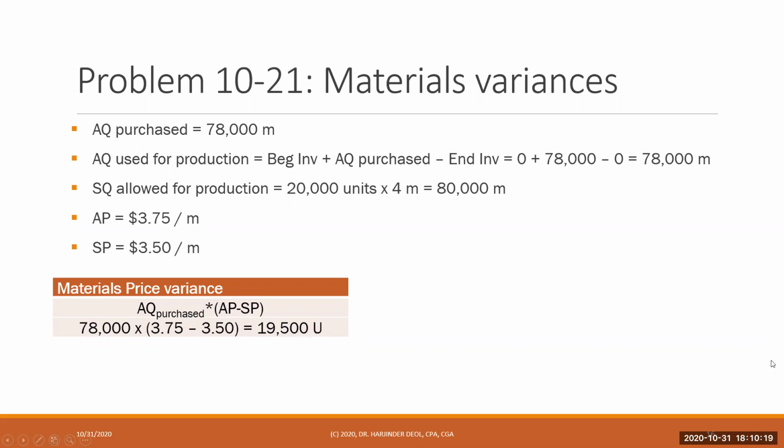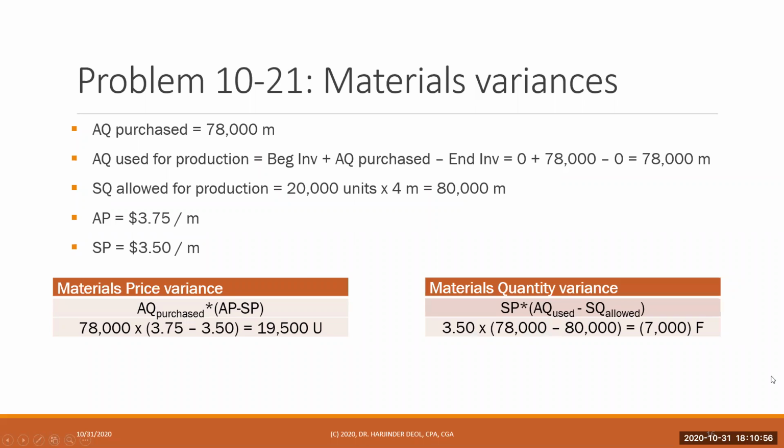Likewise, if you look at the quantities, the actual quantity used for producing 20,000 units is 78,000 meters compared to 80,000 meters allowed under the standards. So the company got the work done by using fewer units of raw materials, so 78,000 compared to 80,000. So the difference here, the variance here for the materials quantity will be favorable. And so this 2,000 meters saved in production multiplied by the standard price gives us the materials quantity variance.